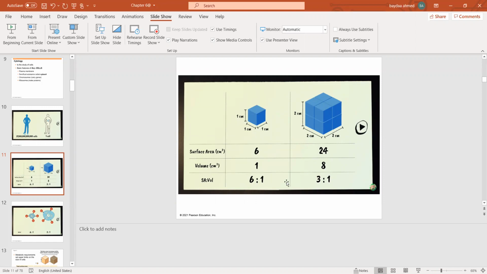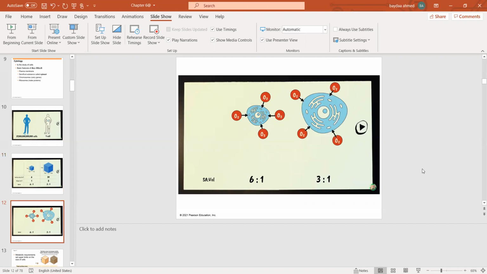So if we talk about the surface area to volume ratio, for the small cube it's going to be 6 to 1. The surface area to volume ratio for the large cube is 3 to 1. So the smaller cube has a larger surface area to volume ratio.